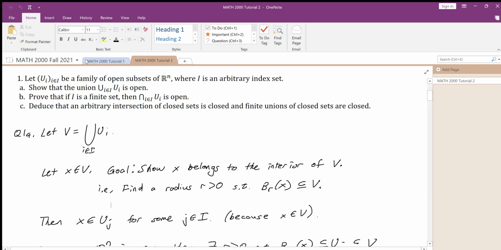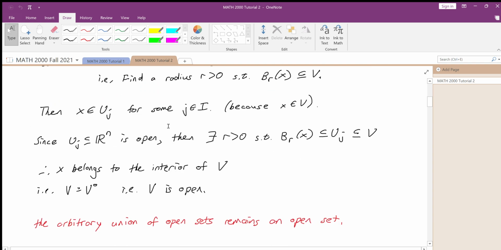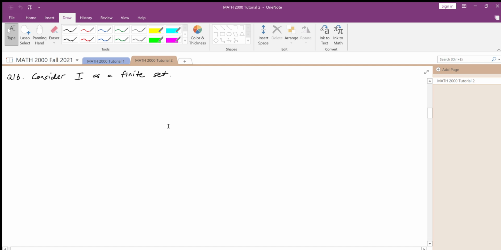So now we'll do question 1b. That is, prove that if I is a finite set, then the intersection of the UIs is open. So in other words, show that the finite intersection of open sets remains open. Let's do it here. So we consider I to be a finite set.